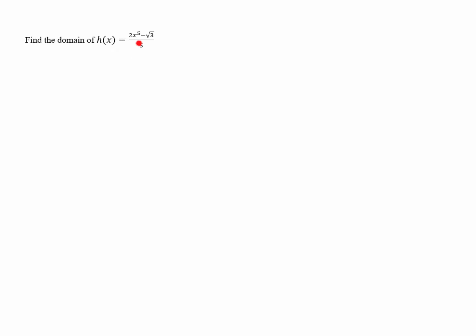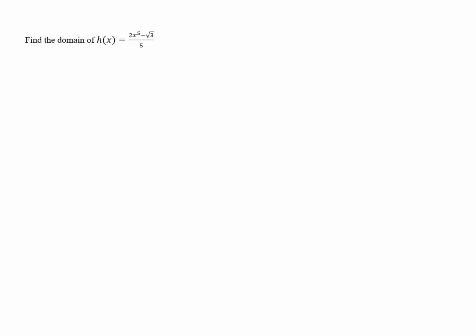There's no variable in the denominator. The denominator is just 5, so there's no concern that we might have to divide by 0. That's totally fine. And then if we look at that square root, there's no variable inside there. It's just the square root of 3. So it doesn't matter what x is. The square root of 3 is the square root of a positive, not a negative. In fact, there are no issues with the domain here.